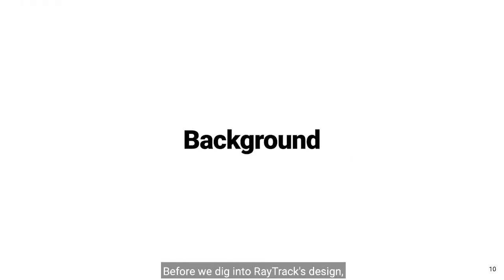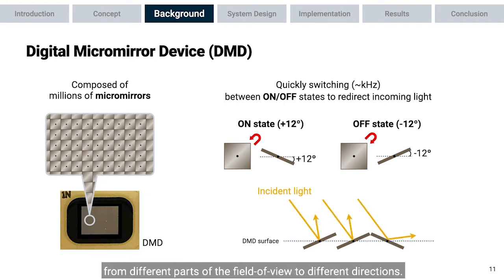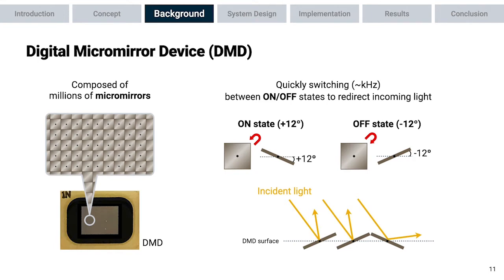Before we dig into RayTrack's design, let's first go through some background knowledge. First, let's take a look at a digital micromirror device, also called DMD. DMD looks like the picture here and is composed of millions of micromirrors, also called pixels. These micromirrors can be quickly switched between on and off states and usually have a tilt angle of 12 degrees. So, if it's set to be on state, it will tilt 12 degrees toward right and vice versa. By setting the DMD pixels to different states, we can steer the incoming light from different parts of the field of view to different directions.